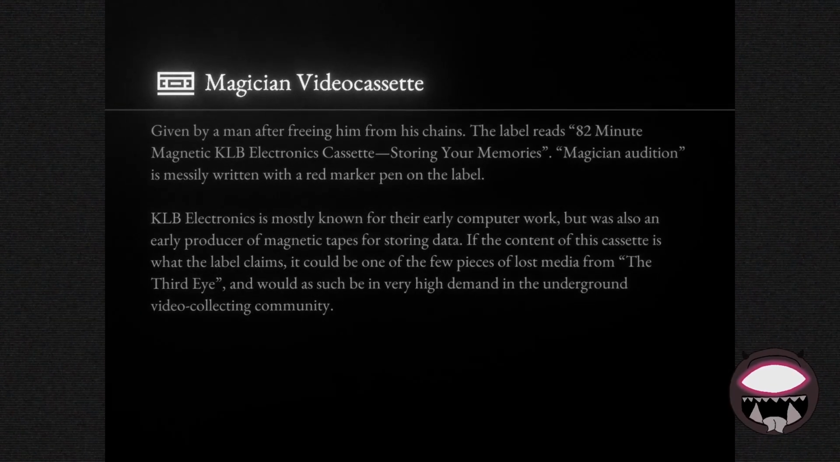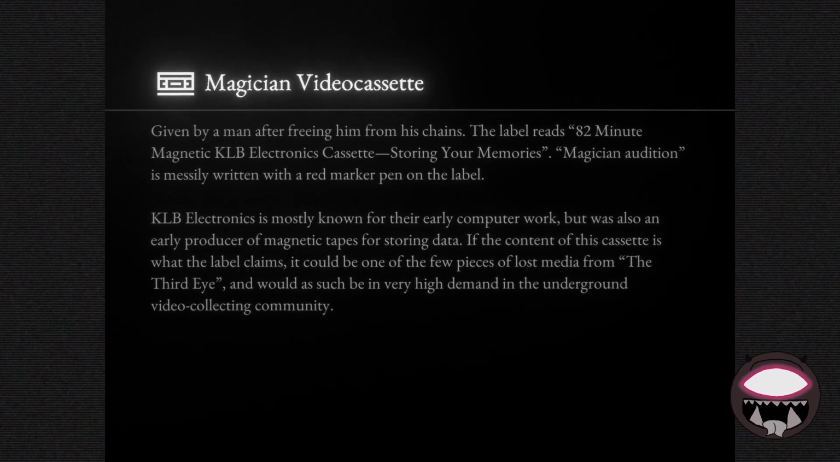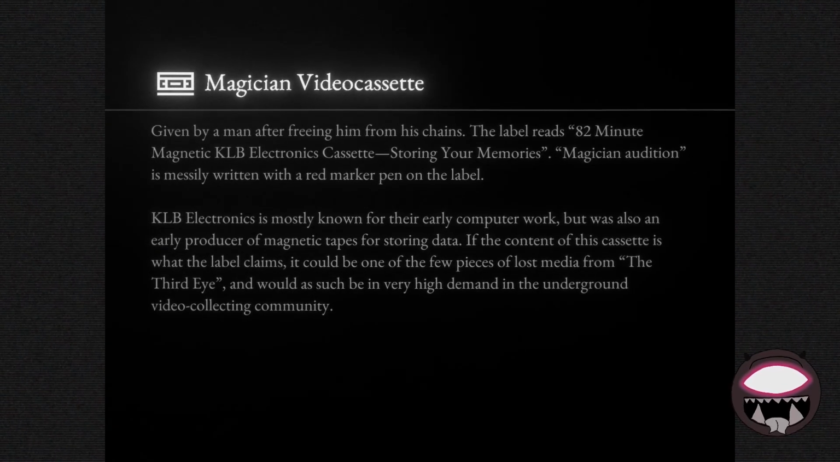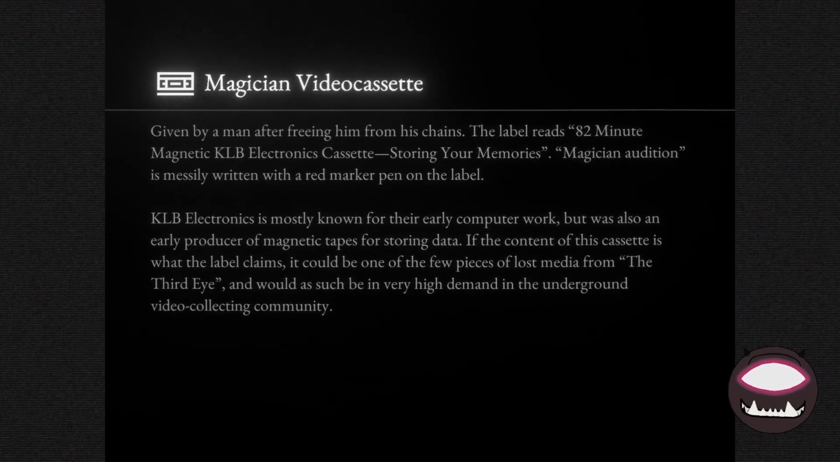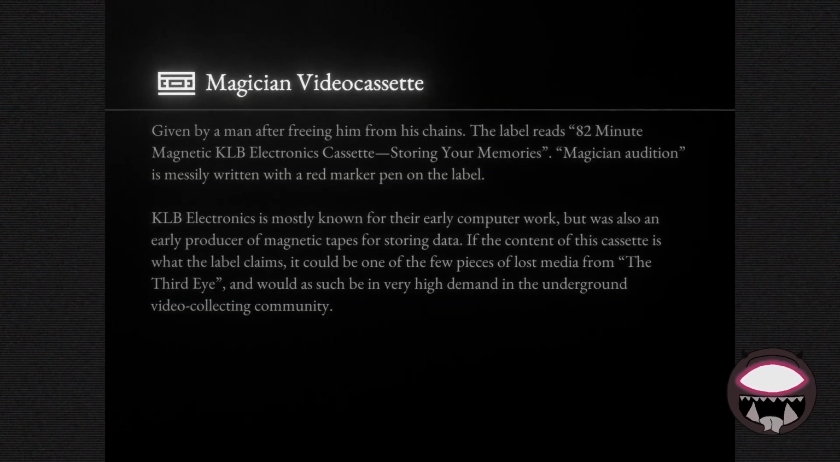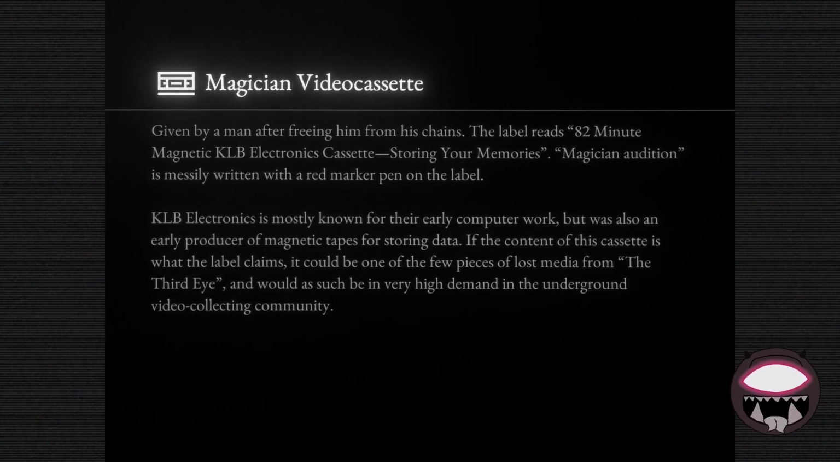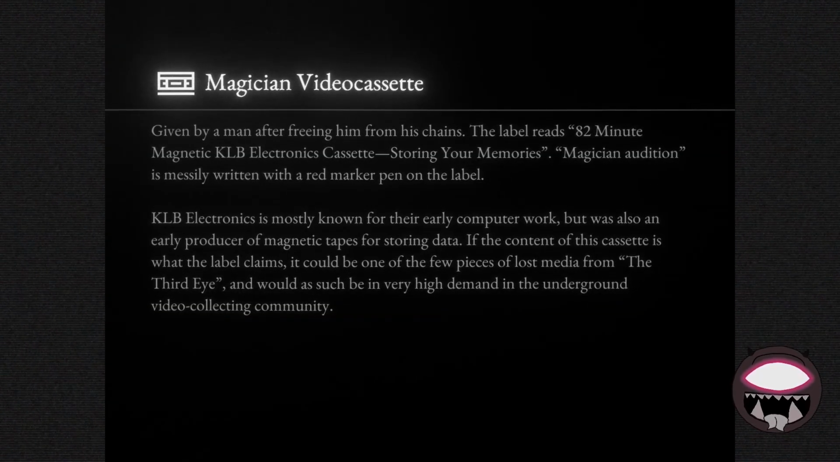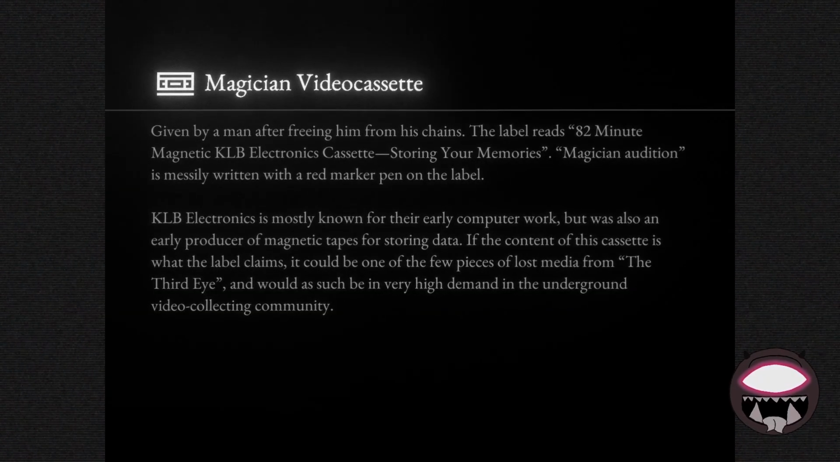We haven't read this. Given by a man after freeing him from his chains, the label reads 82-minute magnetic KLB electronics cassette storing your memories. Magician Audition is messily written on with a red marker pen on the label. KLB Electronics is mostly known for their early computer work, but was also an early producer of magnetic tapes for storing data. If the content of this cassette is what the label claims, it could be one of the few pieces of lost media from the Third Eye, and would as such be in very high demand in the underground video collecting community.